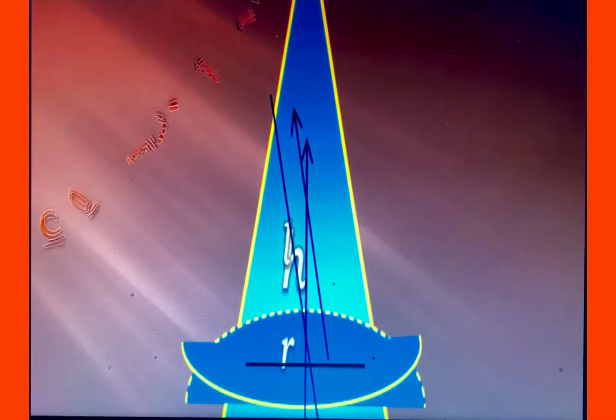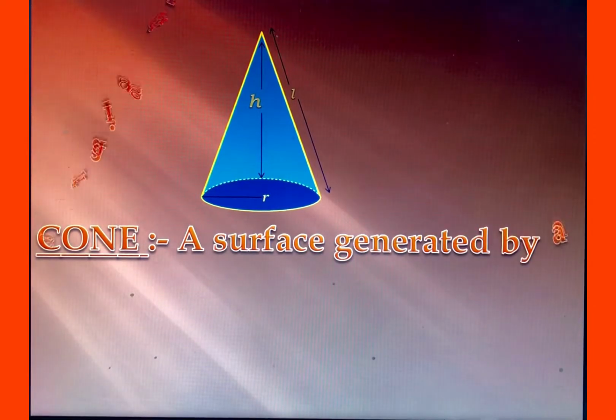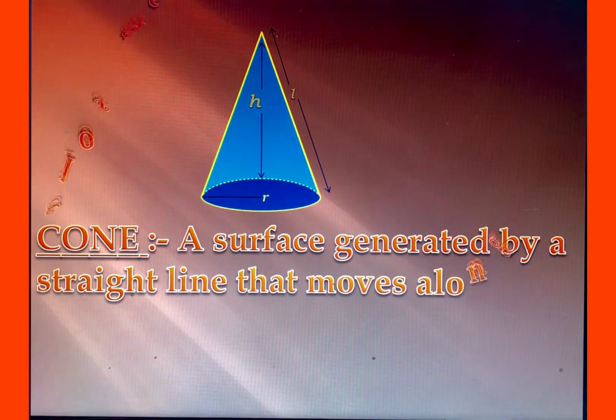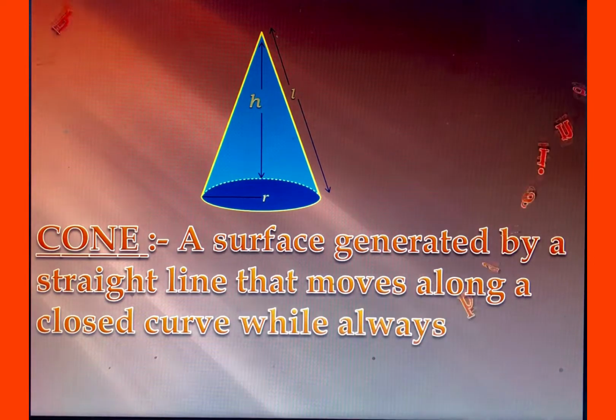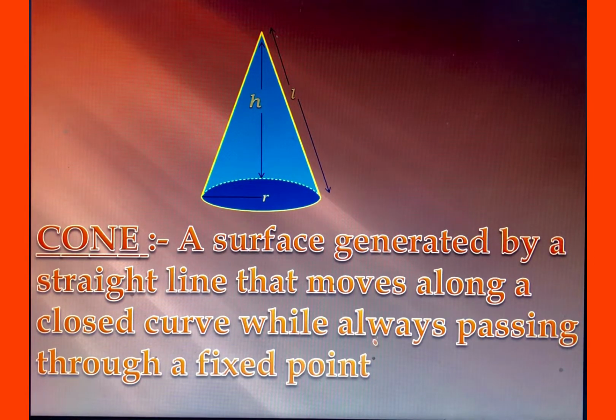Okay, now take another solid, this is a cone. So how can we find the curved surface area of the cone, and what is the cone? A surface generated by a straight line that moves along a closed curve while always passing through a fixed point. Here the fixed point is known as the vertex, and the straight line is the slant height. Slant height को हम straight line बोलेंगे, और closed curve को हम ये सर्कल बोलेंगे.